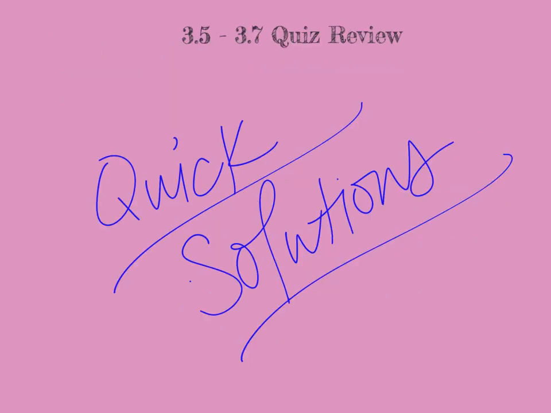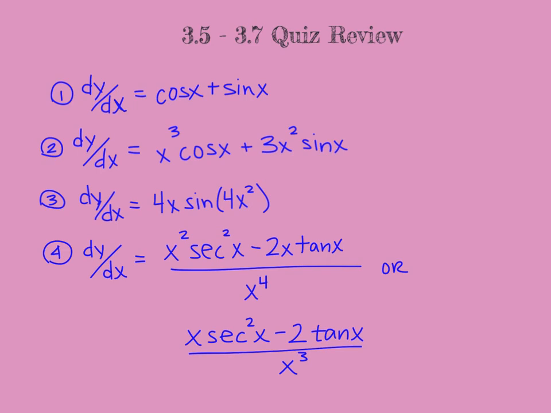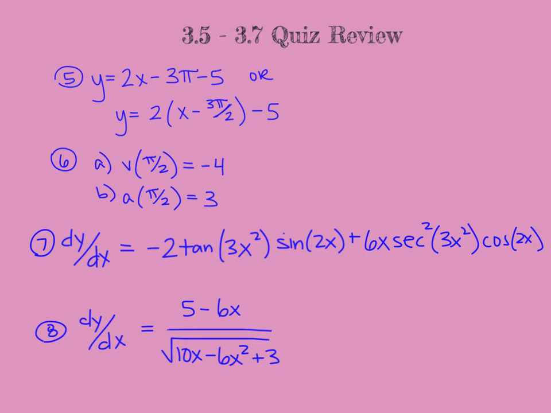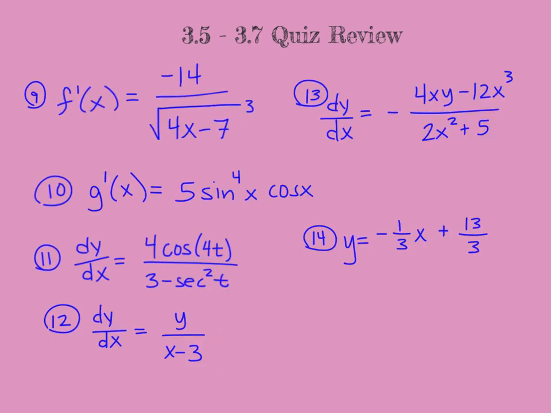Welcome to the quick solutions. Here's problems 1 through 4. Problems 5 through 8. And 9 through 14. Please note that number 13, there's a lot of negatives and positives around this problem, and if you want to see how I wrote it in this specific way with the negative out front, take a look at the quick solutions. Chances are if you have these terms but a few are negative and flipped around, you still have the correct final answer.